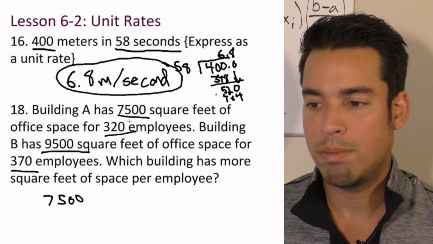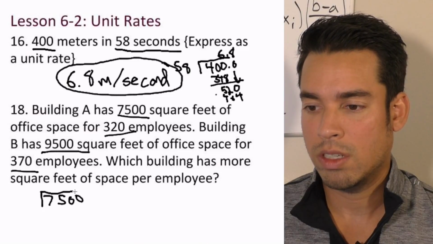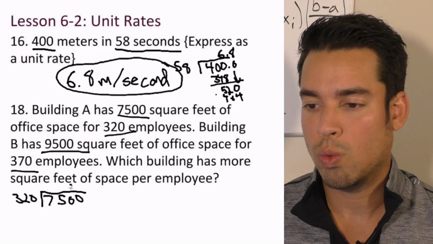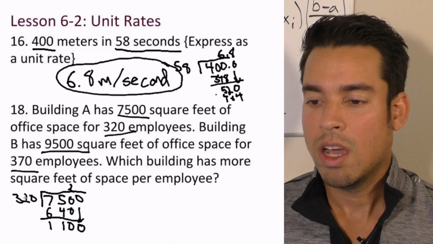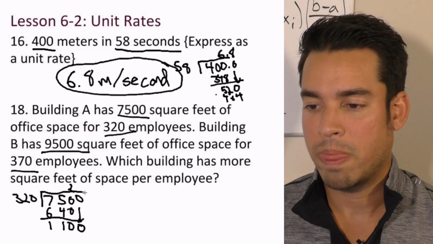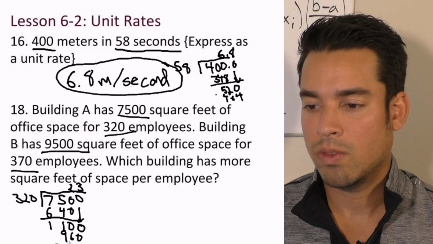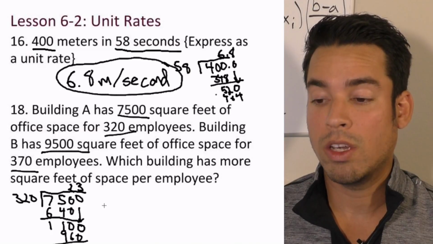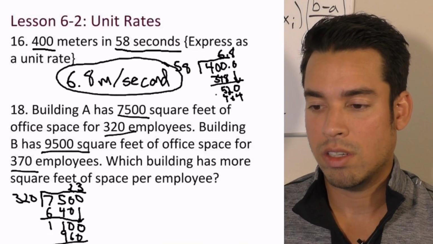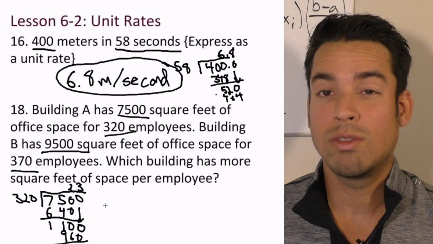Same operation. We have to do it for both of these and then compare. 7,500 divided by 320 employees. It's going to be a tight fit, but we'll do our best. How many times does 320 go into 750? Twice. That is 640. We do the subtraction. This gives us 110. Bring down a 0. How many times does 320 go into 1100? It goes in 3 times. That is 960. Let's stop here because this is going to be enough to differentiate. We could go on into decimals, but I guarantee you this will be enough.